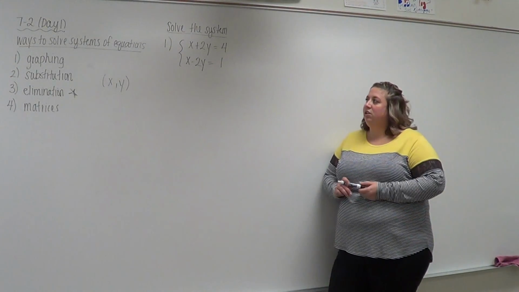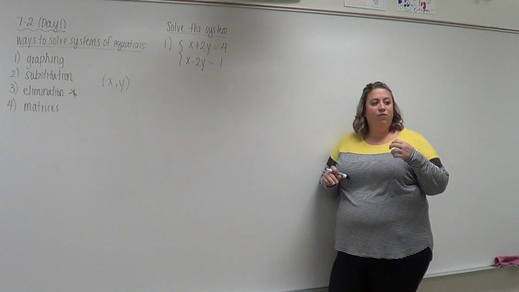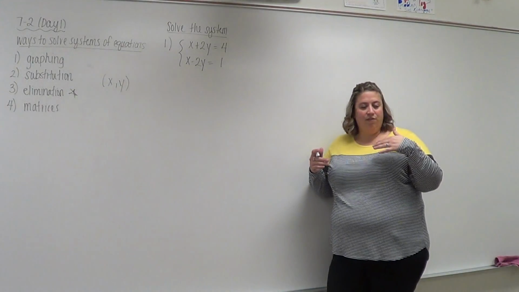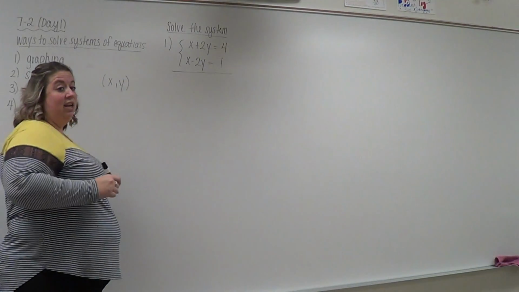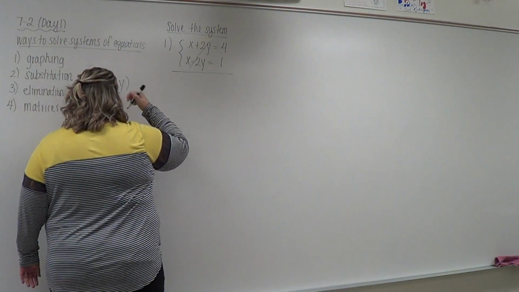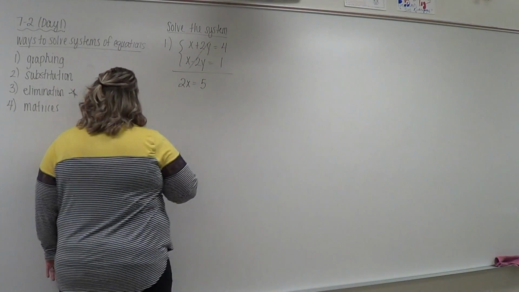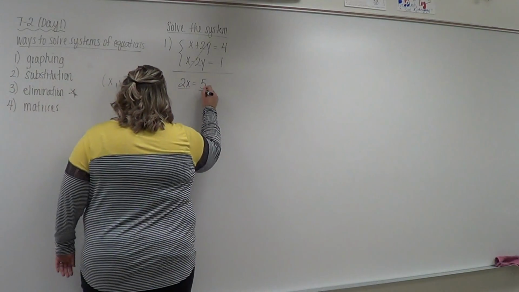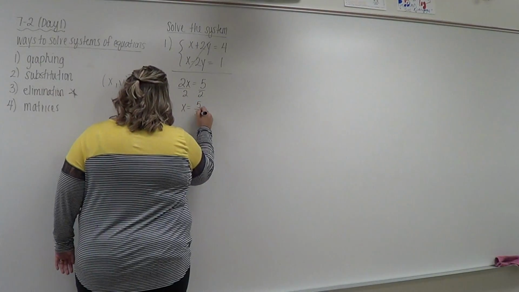Okay, I'm going to do elimination. Does anything eliminate automatically? The y's. So you're looking for the variables that have the same number, one positive and one negative. So my y's are going to cancel, and then I add down. What's x plus x? 2x. And 4 plus 1 is 5. So how would I solve for x? Divide by 2. So x equals 5/2.